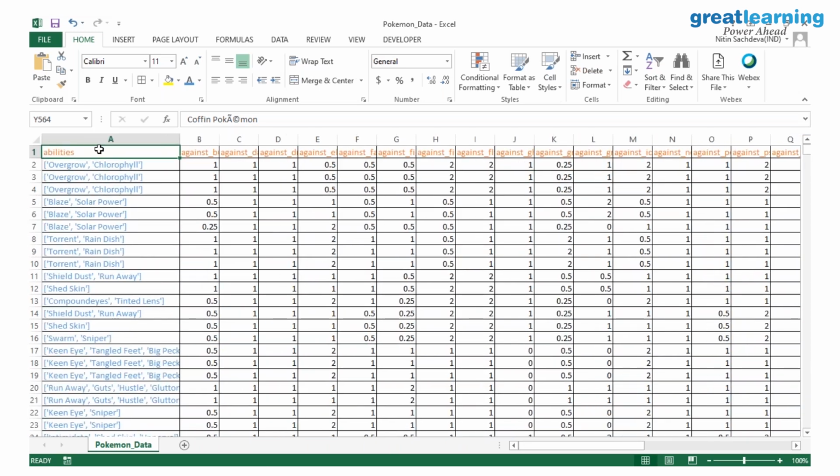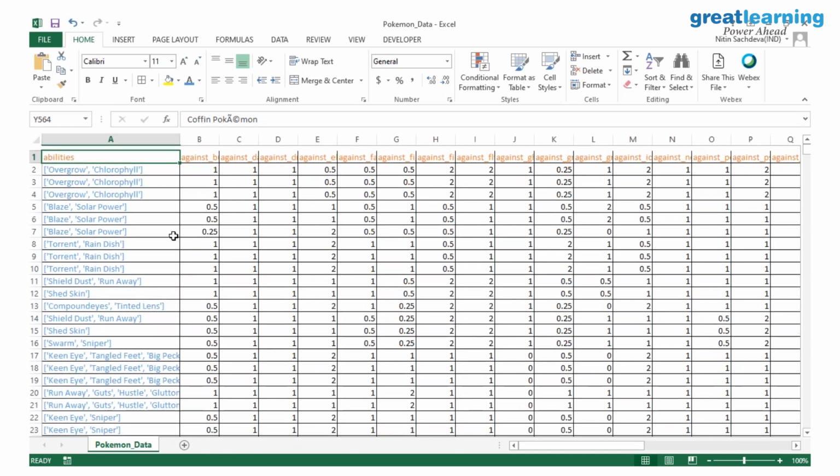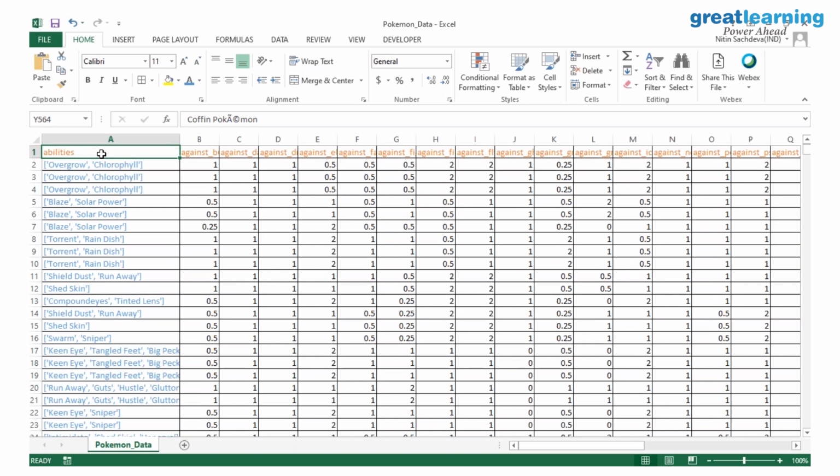So try and look at the columns that we have spoken about, the titles, and these are all the ones that I showed you on the first slide of the deck. The first column, as I mentioned, is the strings, where we are defining the abilities of my Pokemon. So you can see overgrown with the chlorophyll, blaze solar power, shield dust, runaway. These are certain characteristics which are defining the Pokemon in terms of its abilities, of what it is capable of doing.